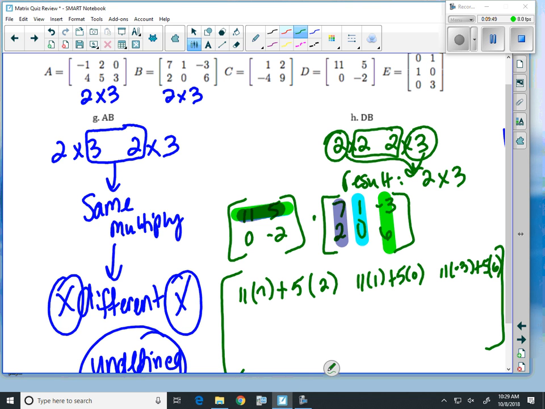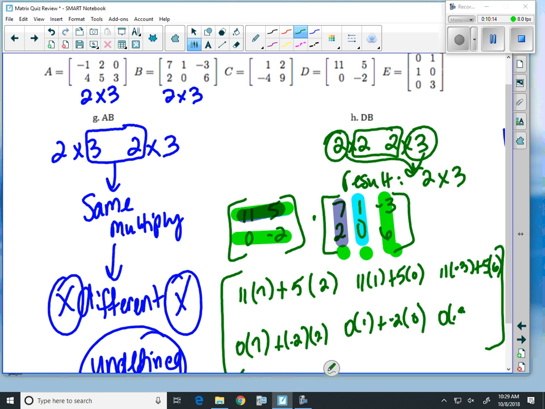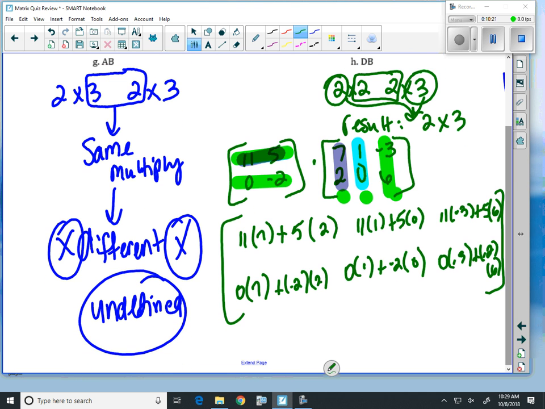Now we're going to take the second row and we're going to do the exact same thing. We're going to multiply it to each of these columns. So I have 0 times 7 plus negative 2 times 2. And then we're going to go to the second column. 0 times 1 plus negative 2 times 0. And then 0 times negative 3 plus negative 2 times 6. And if you look, we're going to end up with a 2 by 3 here.